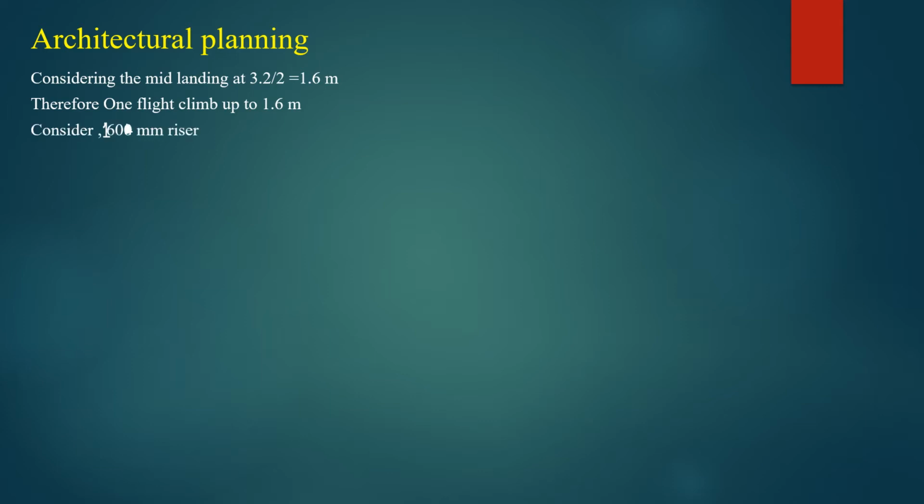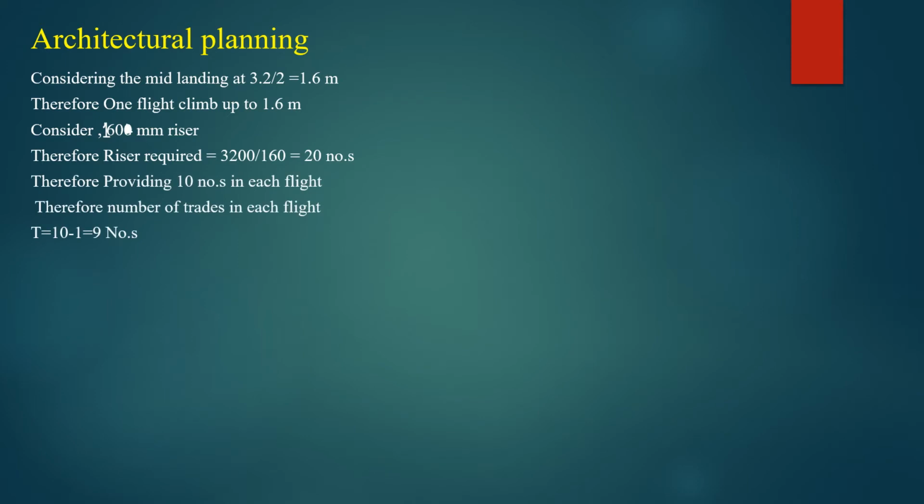Let us consider 160 mm of a riser. Therefore, total number of risers required is 3200 divided by 160, that is 20 numbers. So, therefore, providing 10 risers in each flight. Therefore, number of treads is 10 minus 1, that is 9 treads required in one flight. Therefore, in one flight, there will be 9 treads.